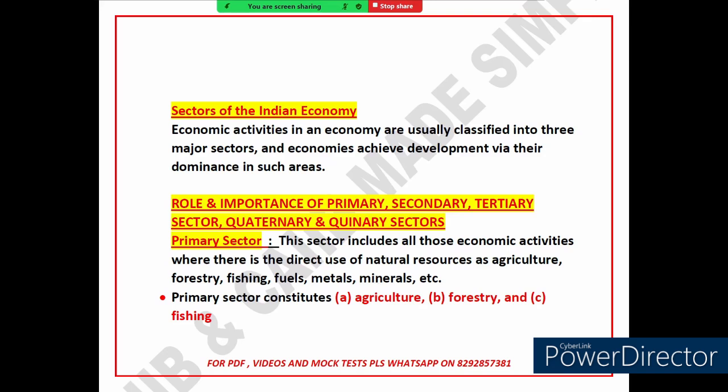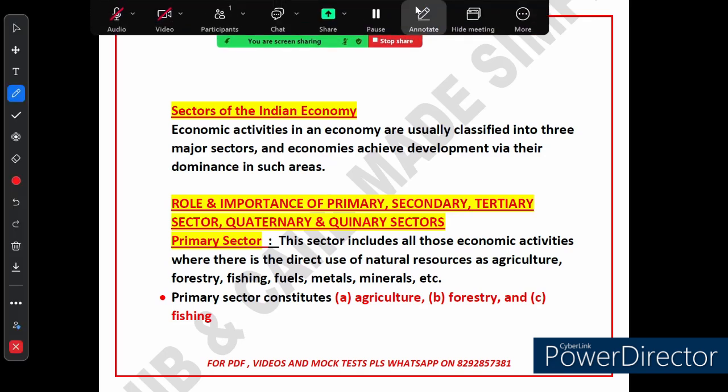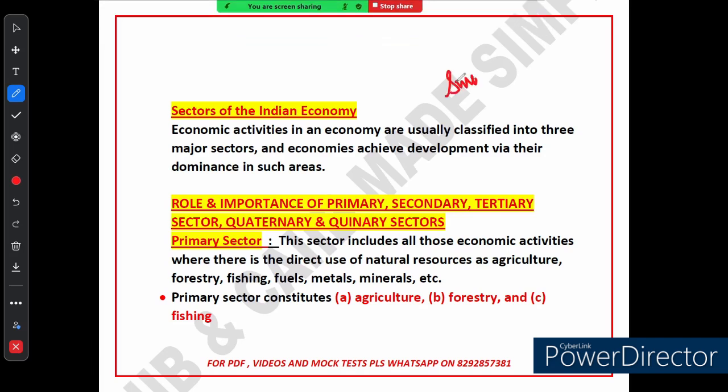So let's start with the basics. Economy is like a big machine with different parts working together to keep everything running smoothly. And these parts are called sectors.